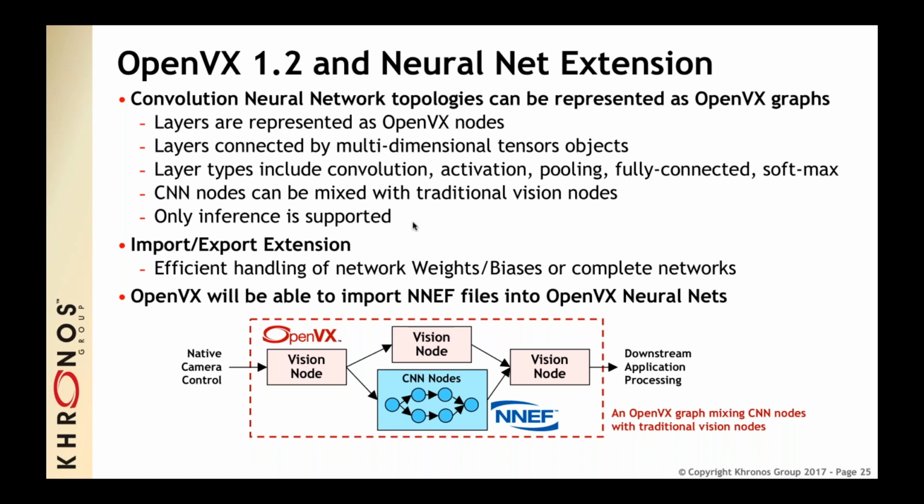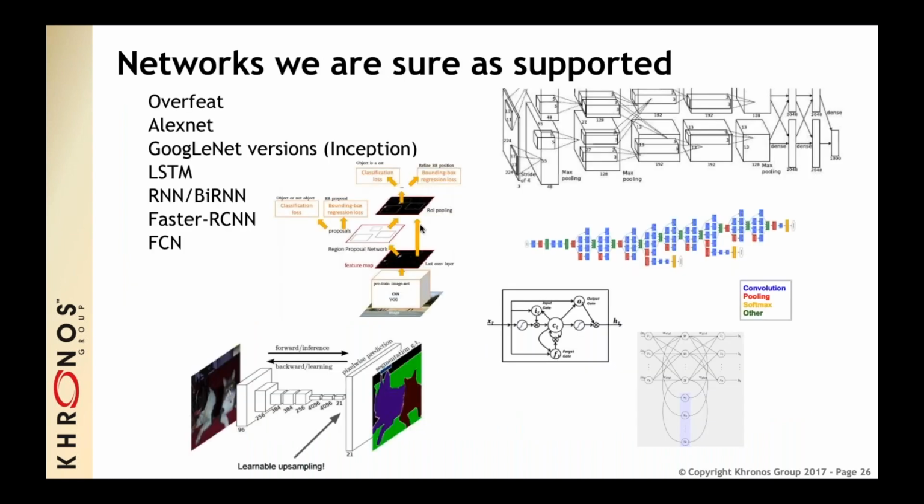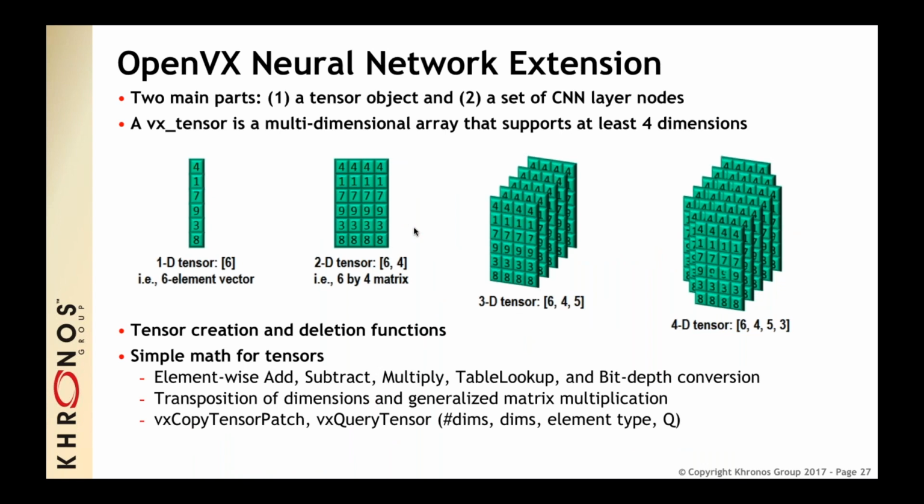In the future, we'll also enable NNEF files into OpenVX neural networks. Okay, so we made sure that all those networks, Overfit, AlexNet, Inception, GoogleNet version, LSTM, RNN, BioNN, Faster R-CNN, FCN, all of them work. ResNet as well, which is not here. Currently, everything we put in it, we found out that we can implement with what we have currently in OpenVX, which is a good thing because it shows that it actually got to a very mature level. Next slide.